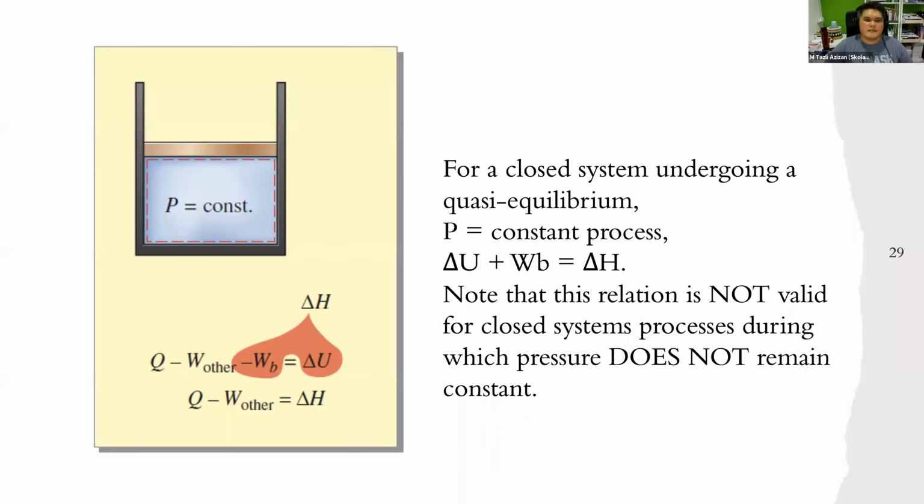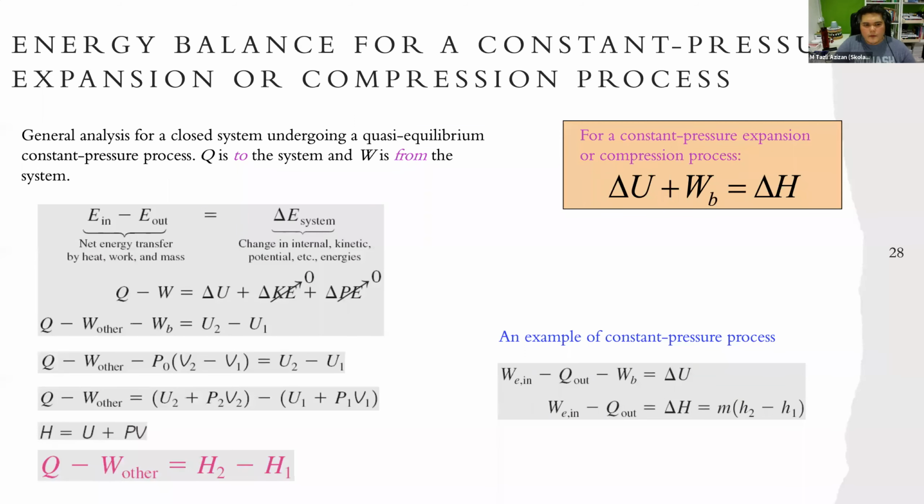Okay. Right. So when we want to do energy balance for a constant pressure expansion or compression process, the keyword dekat sini yang kita kena tahu ialah constant pressure. Okay, constant pressure process, which means that pada awal-awal pressure dia sama sampai pressure towards the end.